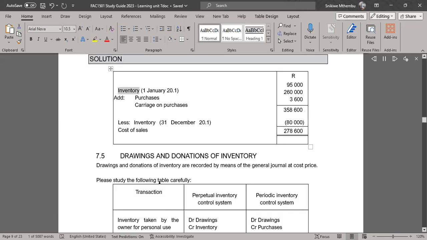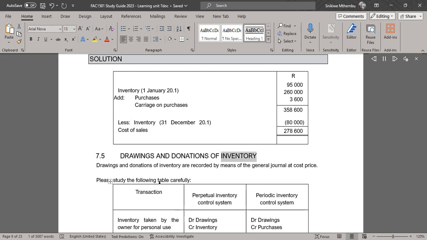Solution. Inventory, January 1, 20.1: R95,000. Add purchases: R260,000, and carriage on purchases: R3,600, giving R358,600. Less inventory, December 31, 20.1: R80,000. Cost of sales: R278,600.